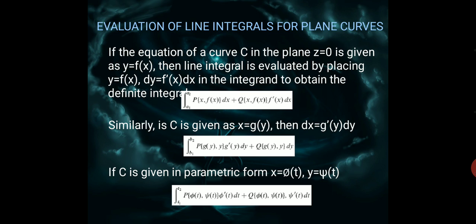Similarly, if C is given as x equal to g of y, then dx is equal to g dash of y dy, and the integral is P of g of y comma y, g dash of y dy plus Q of g of y comma y dy. If C is given in parametric form x equal to phi of t, y equal to psi of t, then the integral is P of phi of t, psi of t, phi dash of t dt plus Q of phi of t, psi of t, psi dash of t dt.